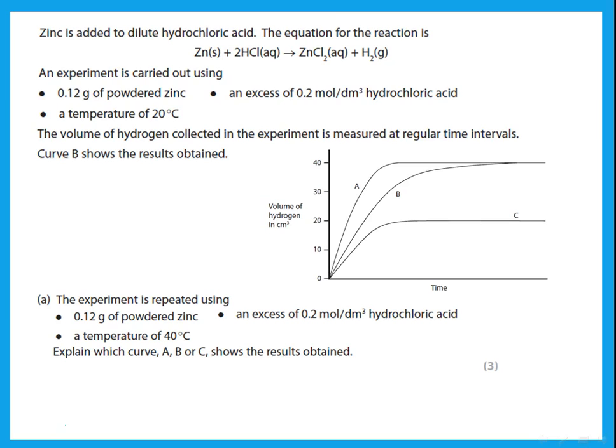Now the experiment is repeated using the same amount of powdered zinc, same concentration of acid, but at a higher temperature. So if I'm doing the same amounts but higher temperature, which curve should show the results? Of course, curve A, because that is the one that is steeper and that indicates the faster reaction. Okay.